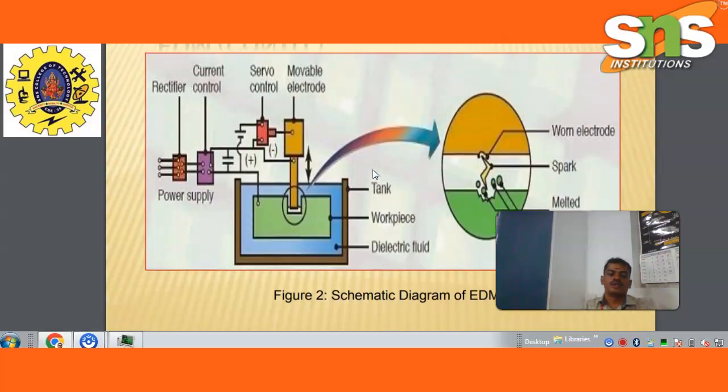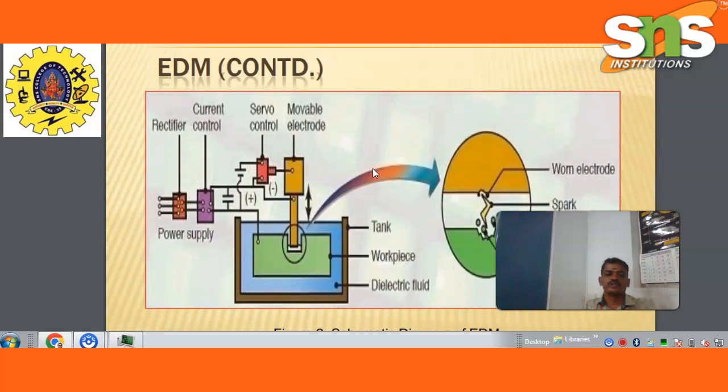These are the advanced metal cutting processes.